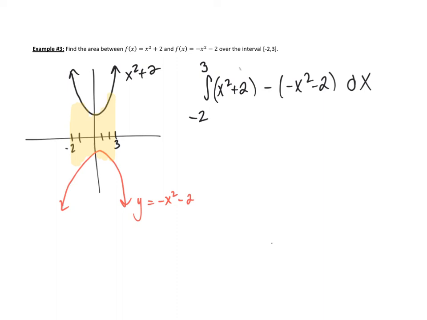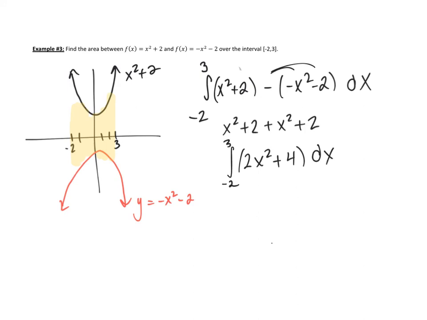All right, so what we're going to do now is we're going to distribute that negative here and simplify. So we have x squared plus 2 plus x squared plus 2, which simplifies to 2x squared plus 4. And we're going to integrate that over the interval of negative 2 to 3 dx. So go ahead, pause the video, take a minute, type this in, and hit resume when you're ready for the answer. Okay, I got about 43.3 repeated. Don't forget to put the units squared and then that's the final answer. I didn't specify how to round, so don't stress about that until the directions say so.